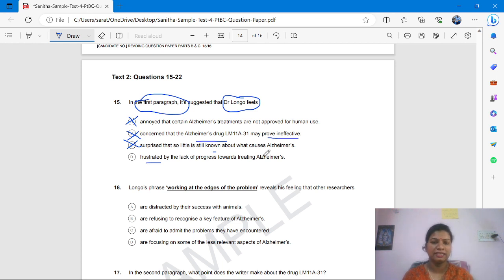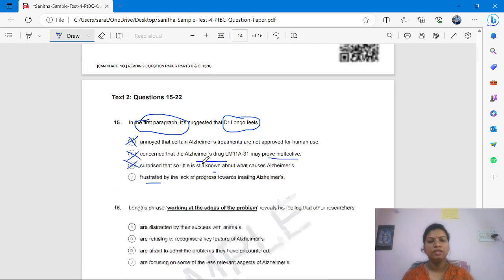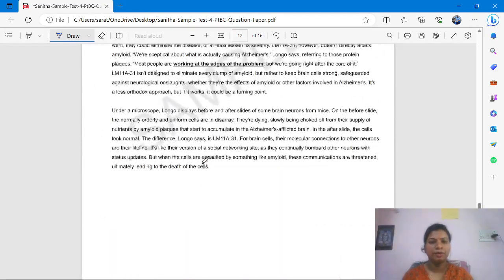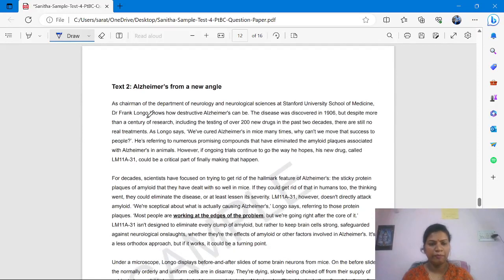This is the practice session. We are practicing. We have to find out why this option is correct and why the other options are not correct. We have to find out why it is frustrated by the lack of progress towards treating Alzheimer's. So we have to come to the option's paragraph.